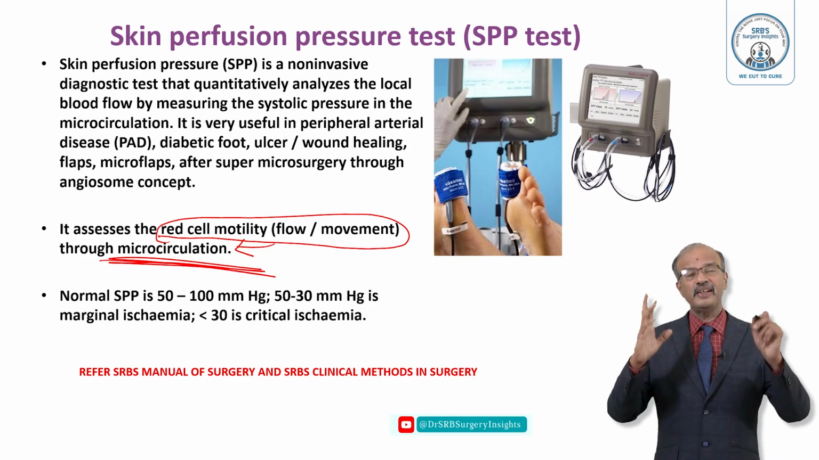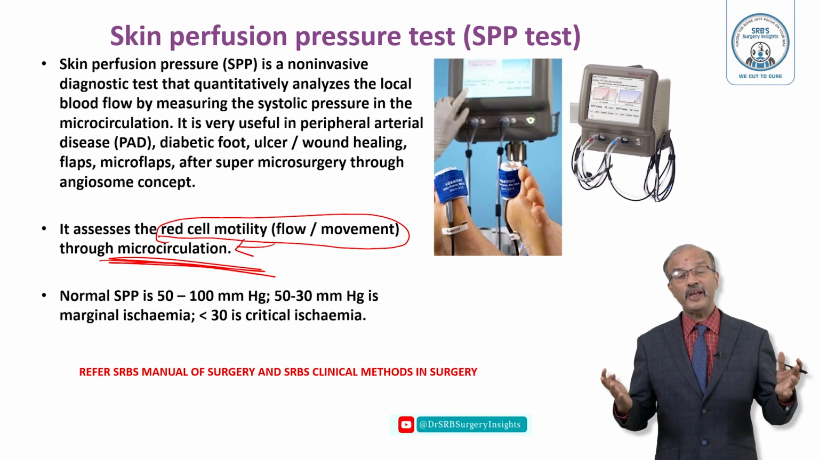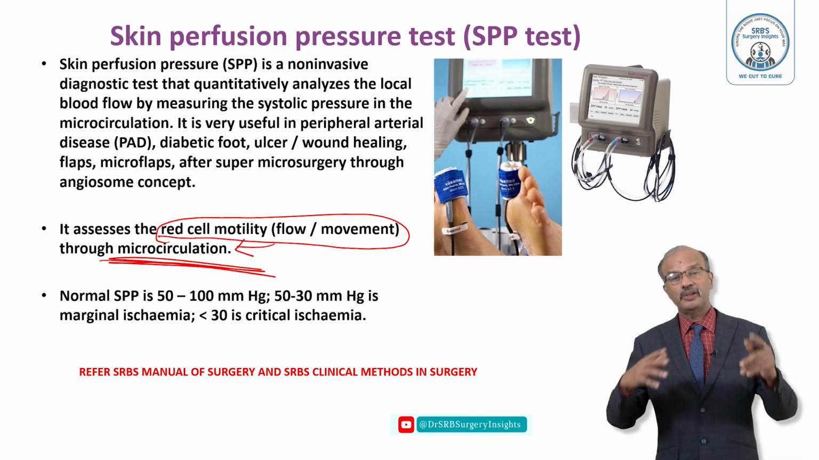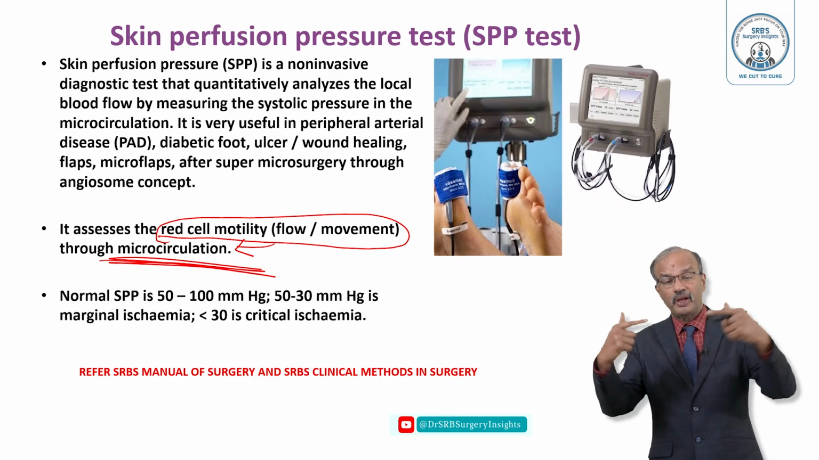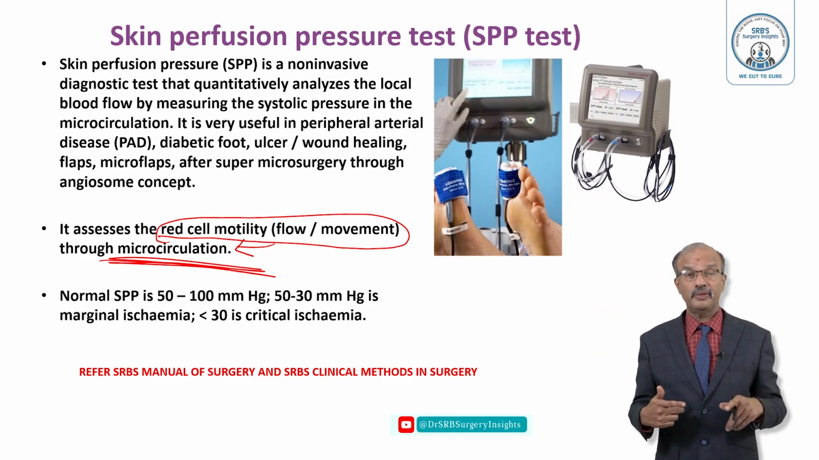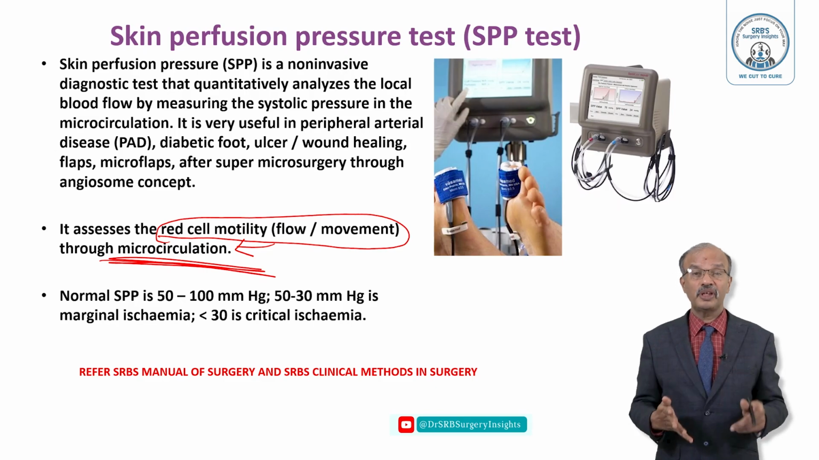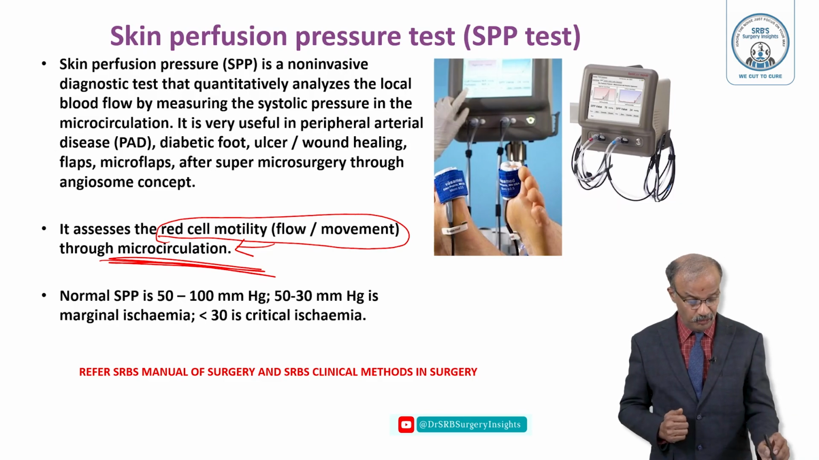So finally, at the end of the day, microcirculation is the one which provides the perfusion to any part of the body. It has got arteriole, it has got venule, and in between, capillaries. That is the microcirculation. So finally, microcirculation is the most important thing. So we assess the microcirculation of the area. That will give a very clear idea. It's a very beautiful test actually.